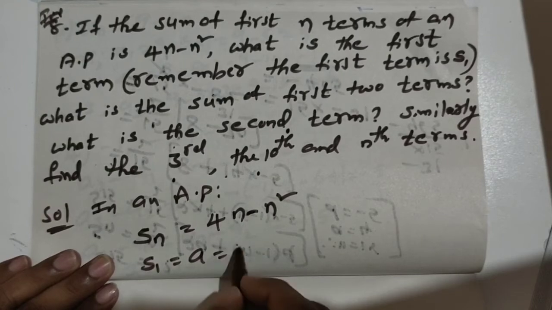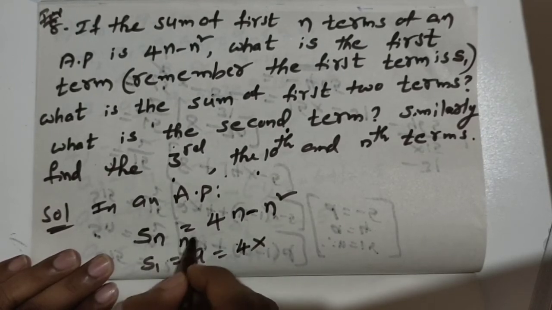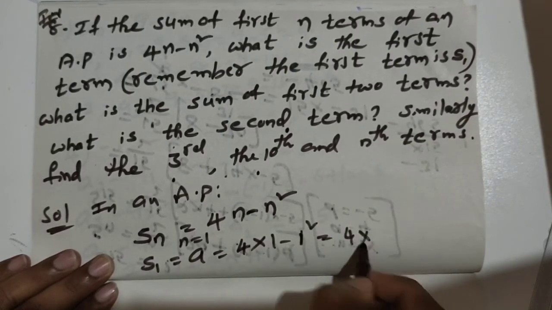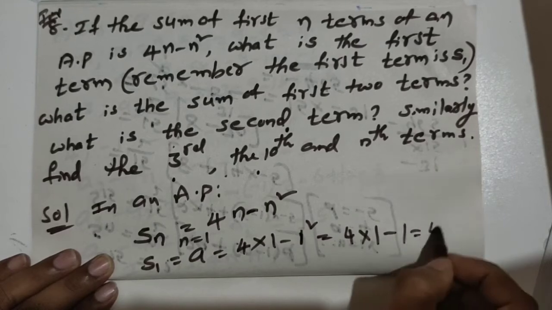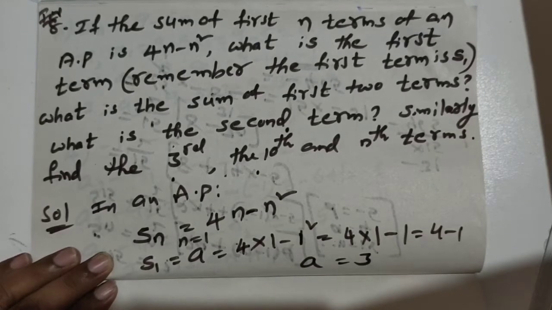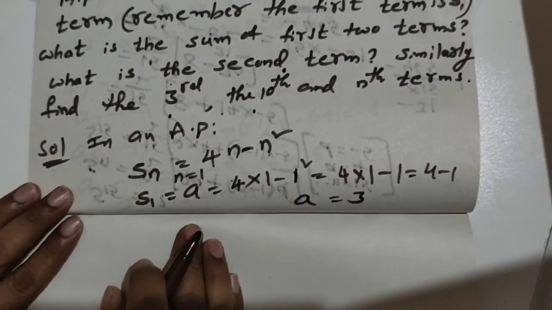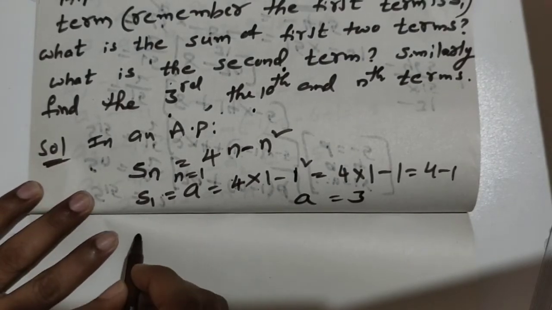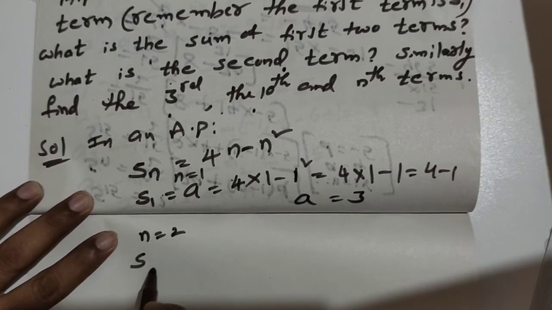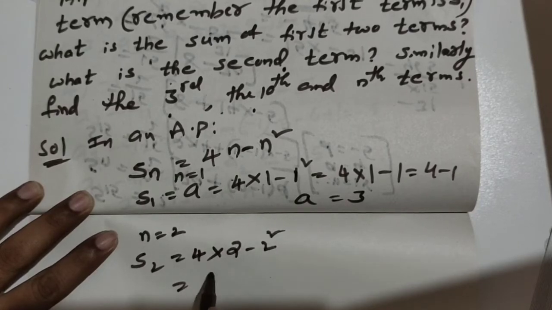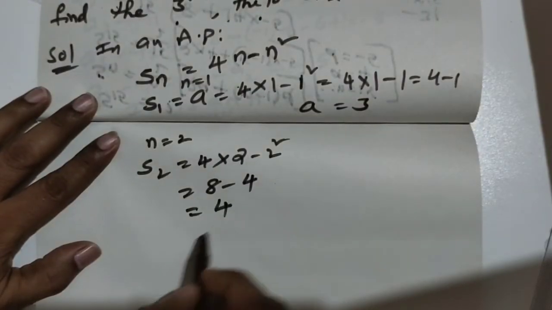By substituting 1 in place of n we get S1, that is equal to 4 into 1 minus 1 square. 4 minus 1, how much? 3. That is indirectly the first term. Next, what is the sum of the first two terms? Simply write n is equal to 2. So S2 is equal to 4 into 2 minus 2 square. 4 2s are 8, 2 square is 4, that is 8 minus 4, simply we get 4.